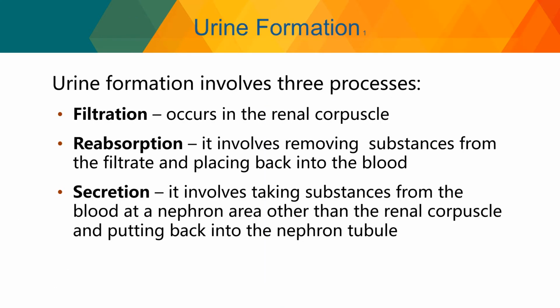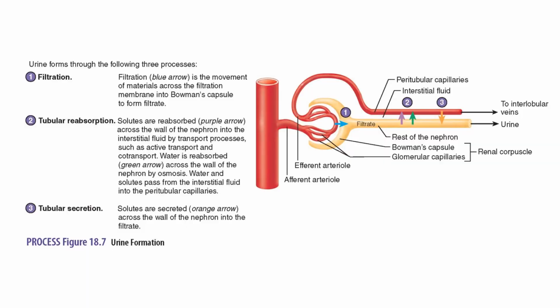So the urine formation actually involves three processes. First one would be your filtration, which occurs in the renal corpuscle. And then you have the reabsorption, which involves removing substances from the filtrate and placing them back into the blood. And then we have the secretion. It involves taking substances from the blood at a nephron area other than the renal corpuscle and putting them back into the nephron tubules.